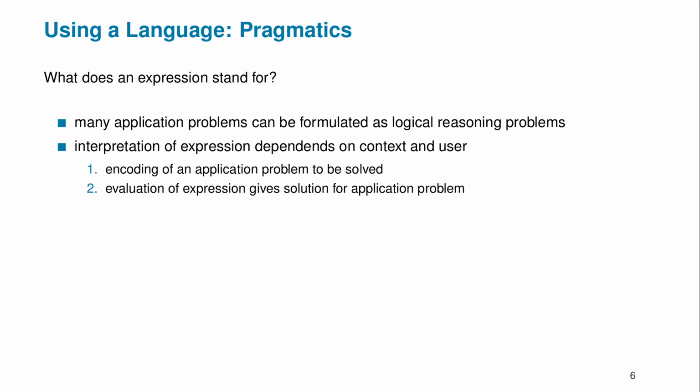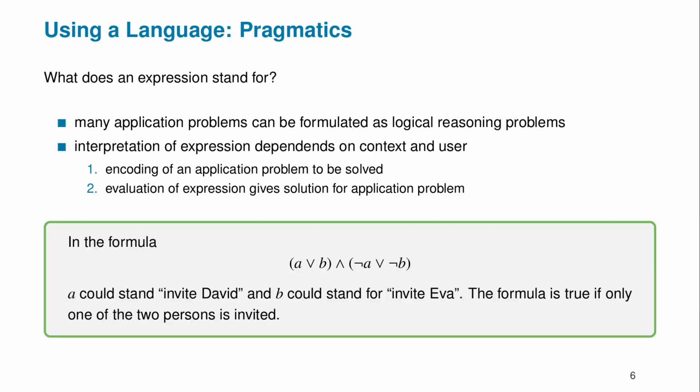And with this, we can encode application problems and get solutions for it. And this is one very important aspect why logic is not only interesting from a theoretical perspective. Logic has a very long history in mathematics, in computer science. It's very foundational, but it also has a lot of exciting applications in AI and in verification. Here I have the example. The variable A could, for example, stand for invite David, B could stand for invite Eva, and then we can evaluate the formula with respect to this semantics and interpret the solution with respect to this higher level semantics, so to say.